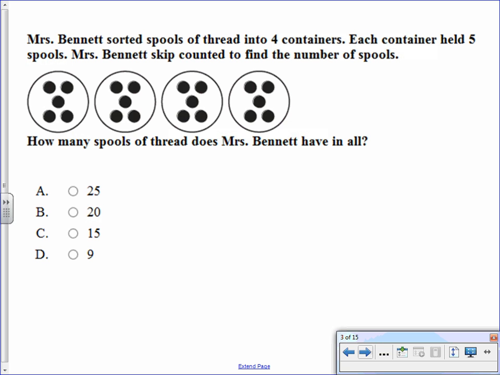Let's skip count together. Ready? Remember, there's 5 in each container, so we're counting 5, 10, 15, 20. So how many does Mrs. Bennet have in all? Isabella? 20 is correct.